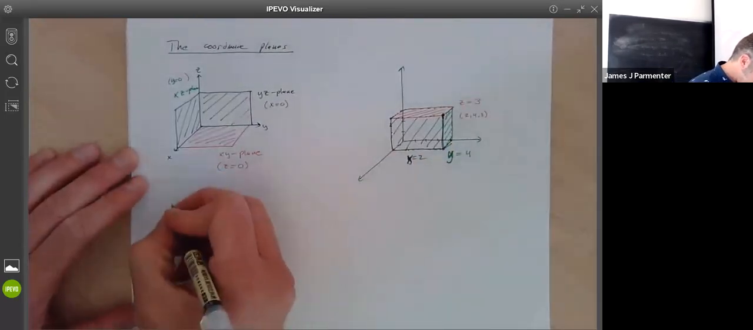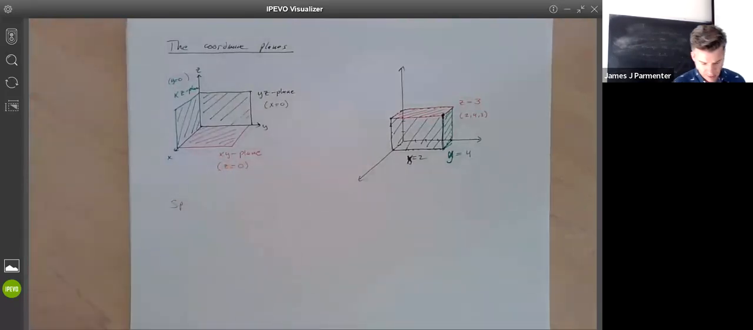Let's talk about a sphere. No, let's talk about getting a new pen.